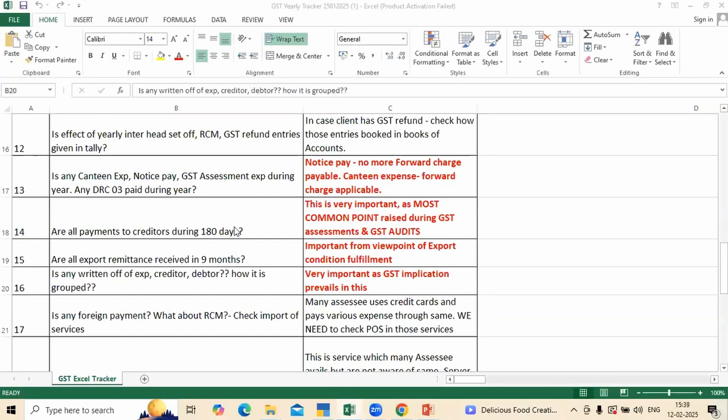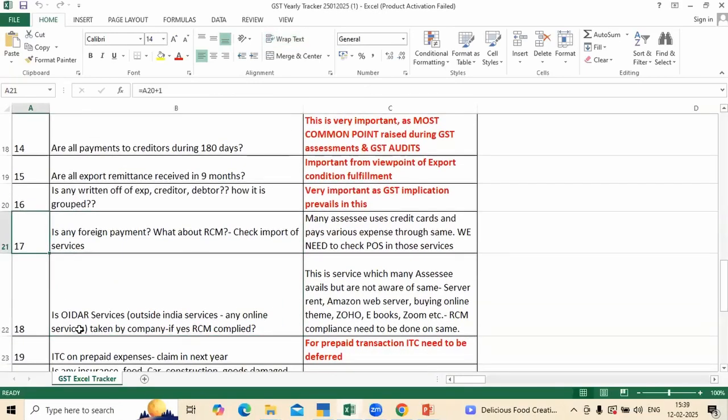Okay, moving further. Any foreign payments. So in case you are making any sort of foreign payments to outside India through credit card or through Amazon Web Services, or you are buying any Zoho, ebook, Zoom, any foreign payments, anything outside India, you need to compulsorily comply with RCM on that. That qualifies as OIDAR services, outside India services. So for any OIDAR services, you need to compulsorily pay RCM on that and you can reclaim that credit. So many times assessees don't know that these services also fall in RCM.